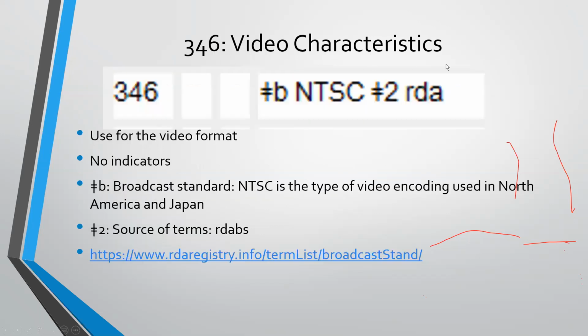Your 346 video characteristics, indicators, and this is used for the format of the video. Here, straight into subfield B, NTSC is the type of video encoding used in North America and Japan. PAL is the broadcast encoding that you'll see in Europe. It's at a slightly different speed, and the colors can be slightly different, so they're not normally compatible, say European and North American broadcast standards.